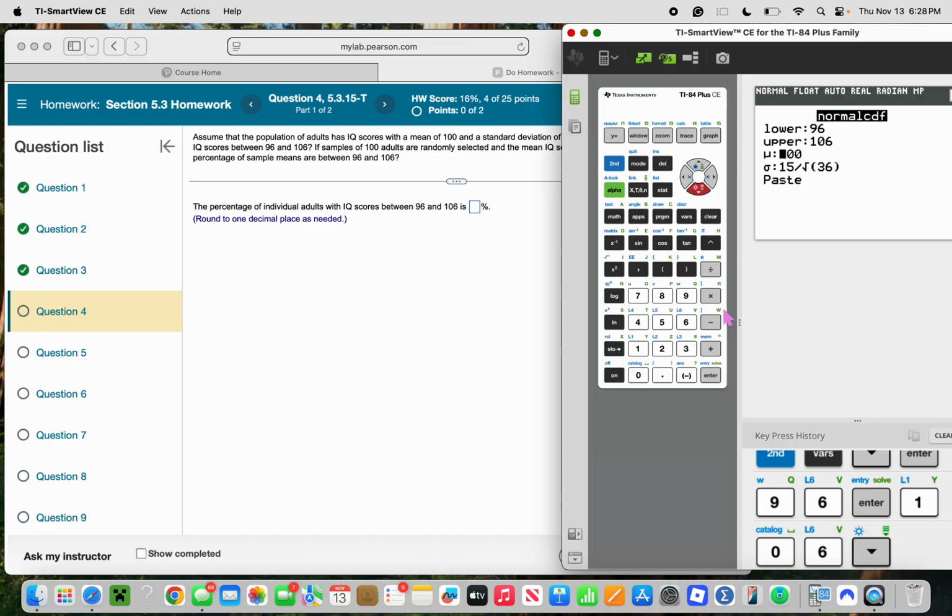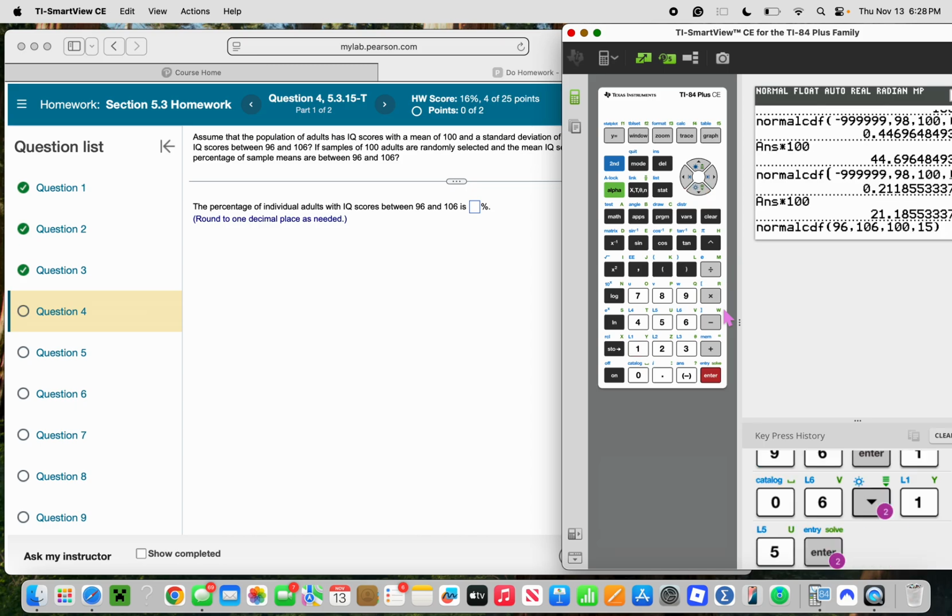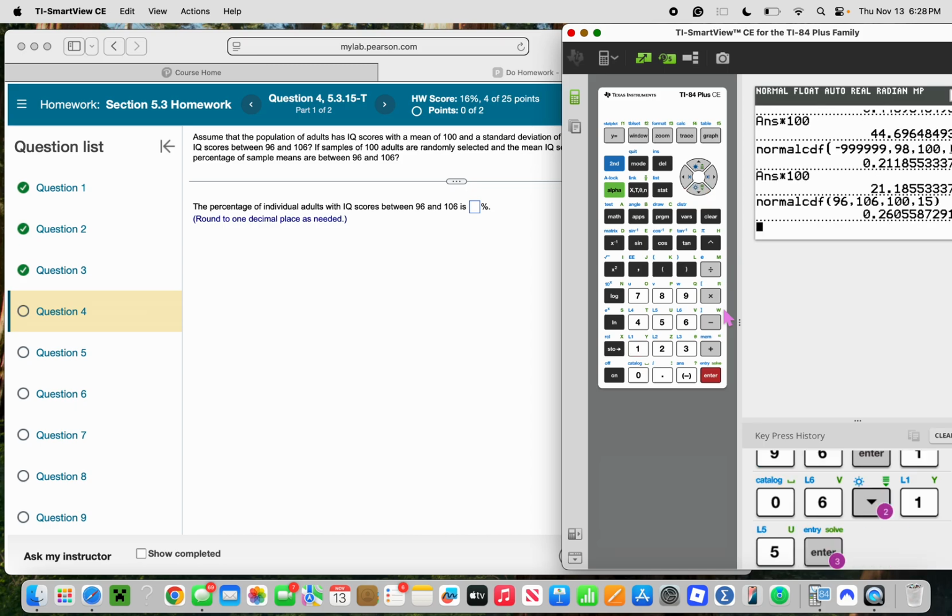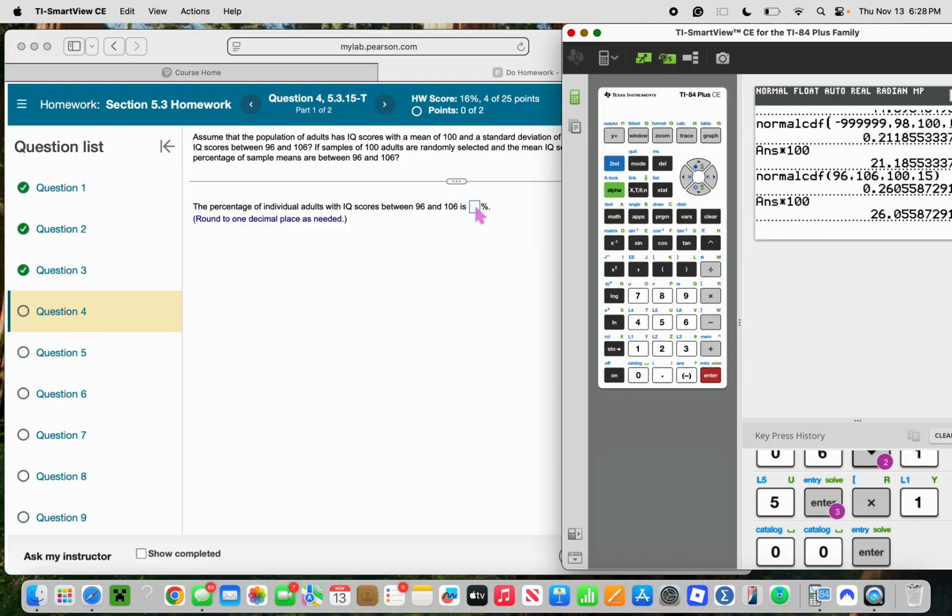Our average is going to be the average every single time, no matter what. So when you're trying to find this probability, the average is going to be the average. It's the standard deviation that you have to be careful of. Am I using the population standard deviation of 15, or am I pulling samples, and so that standard deviation is getting smaller? Because it's an individual, we use the population standard deviation, and it's a percentage, so I multiply that by 100, and I get 26.1%.